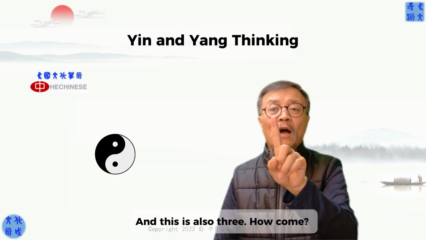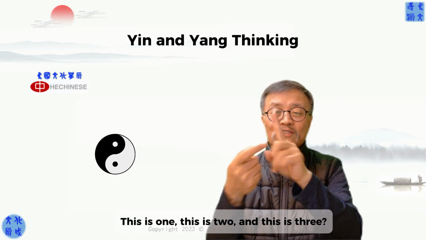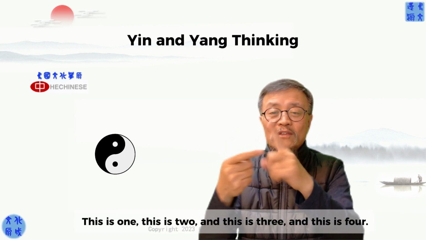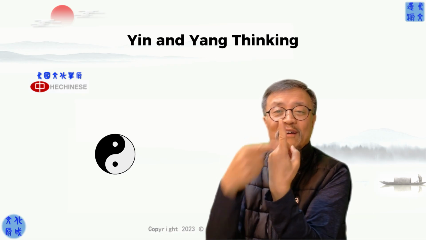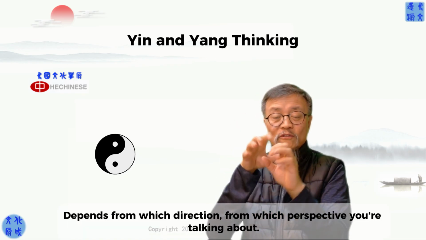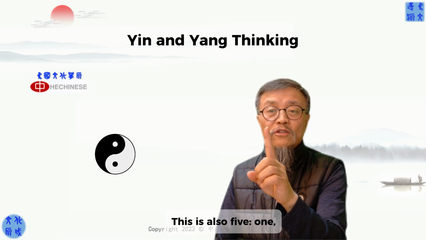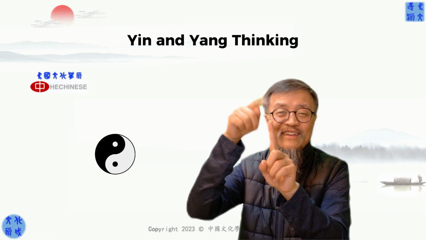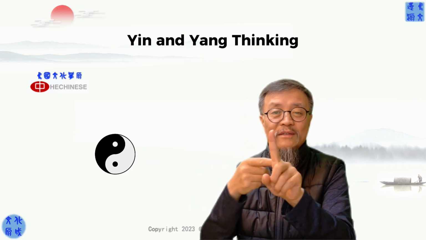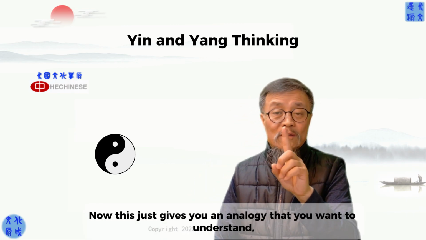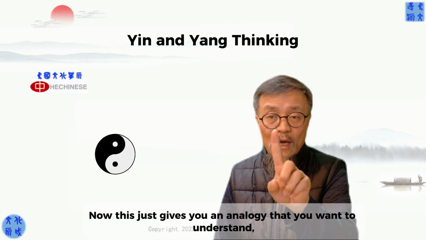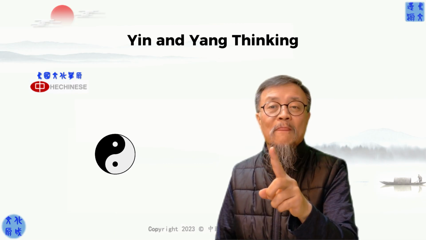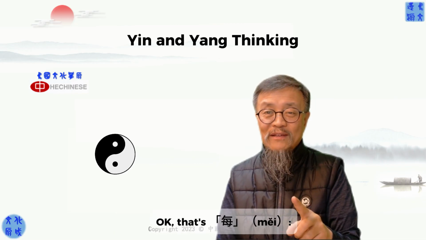And this is also three. How come? This is one, this is two, and this is three. But this is also four. This is one, two, three, and four, depending on which direction, which perspective you're talking about. This is also five: 1, 2, 3, 4, 5. Six with the bottom. Whatever. This just gives you an analogy that you want to understand. Get used to this kind of way of thinking. Okay, that's 每.